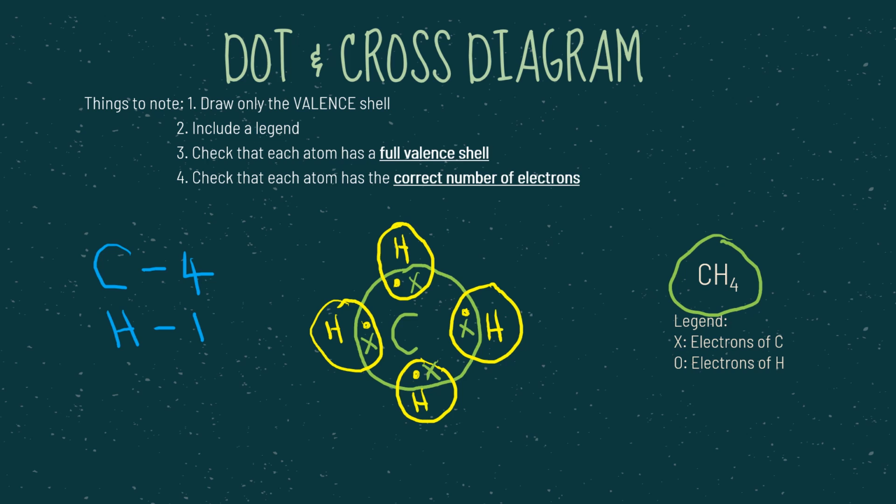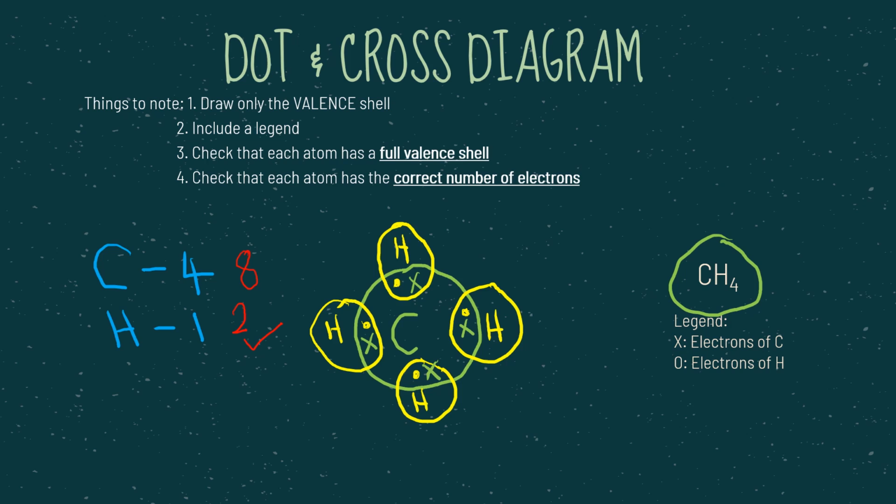Let's start with the first one. We need to check whether each atom has a full valence shell. A full valence shell for carbon means that it needs 8 electrons in its outer shell. A full valence shell for hydrogen means that it needs 2 electrons in its outer shell. So let's count for hydrogen. This hydrogen has 1, 2 electrons, so this is correct. This has 2 as well, this has 2, and this has 2. So our hydrogen is correct. Now we look at carbon. Carbon needs 8 electrons in its outer shell. It has 1, 2, 3, 4, 5, 6, 7, 8.